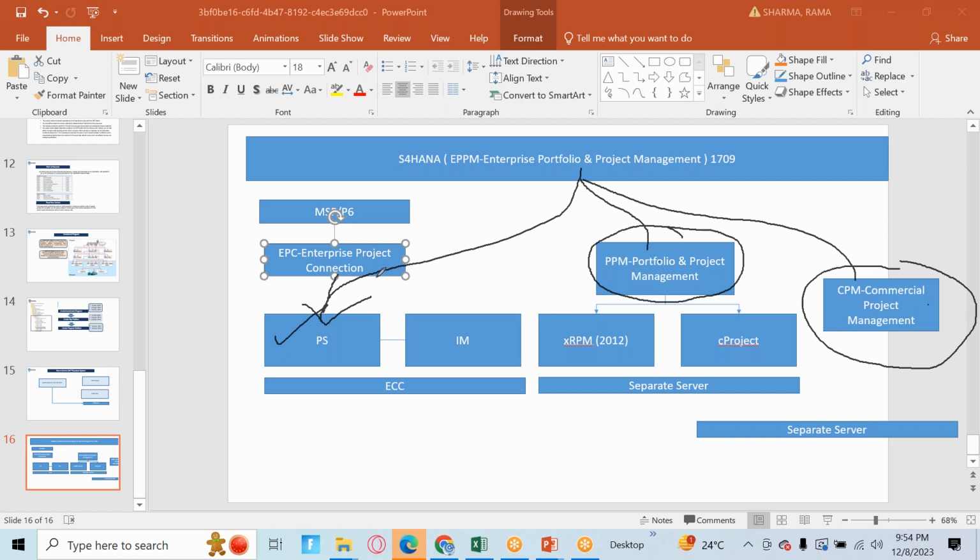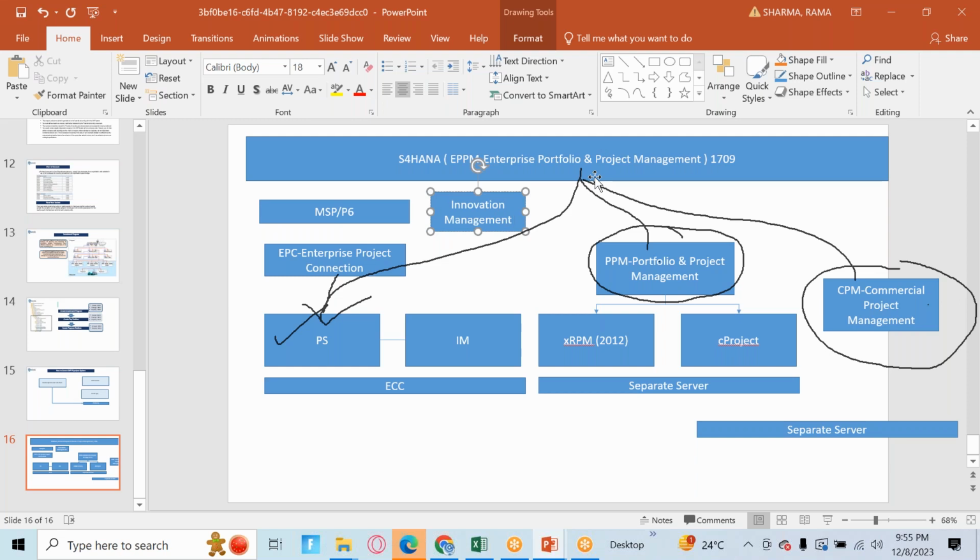There was one more module added in this package called innovation management. Innovation management is basically a cloud solution, but when we go for the cloud solution, innovation management is also considered part of the EPPM concept, the EPPM package.